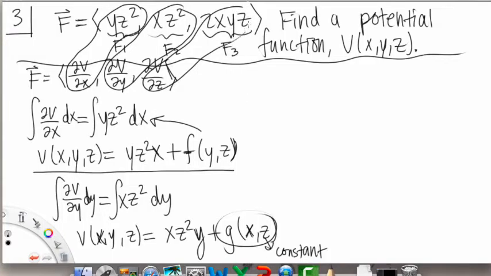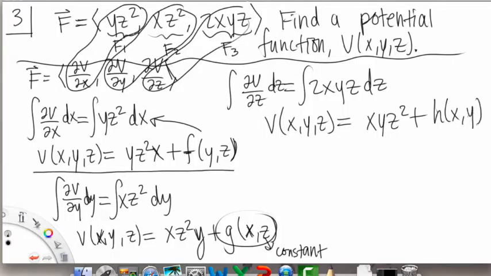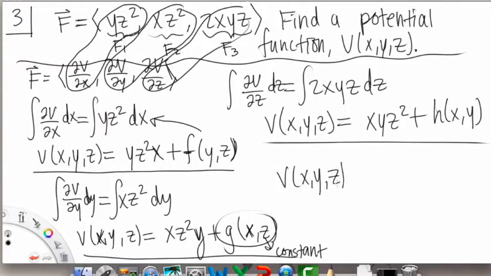Then let's do the last pairing. This is going to be partial v, partial z equals 2xyz, and if we integrate with respect to z, let's see what we get. This one's a little bit more interesting because we actually have a z in the integrand. If we integrate with respect to z, we're going to get x, y, z squared, plus some function of x and y alone. So these are our three candidate functions, and we just have to see what matches up, and make sure to include all of the different parts of each.